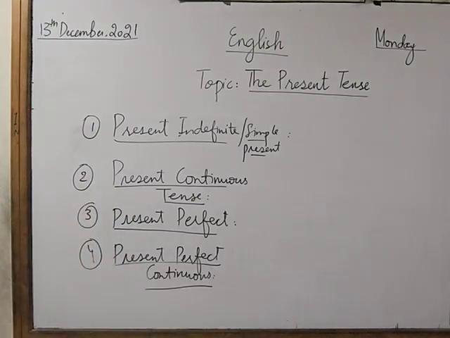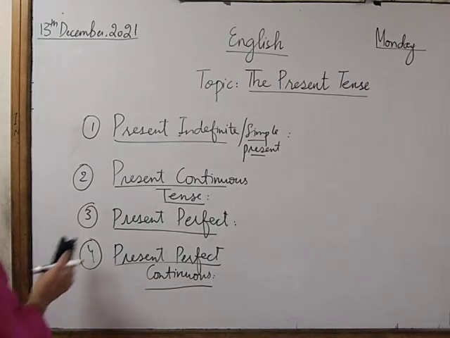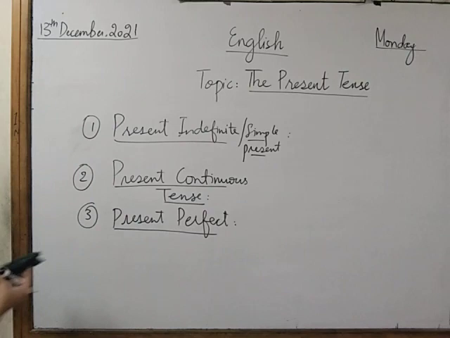Let's repeat it. We have simple present or present indefinite tense. The second one is present continuous tense. The third one is present perfect. And the fourth and the last one, present perfect continuous. So these are the types, and we are going to revise the first 3 of them. And I will be explaining the structure of it. Okay, what is the structure of simple present tense or present indefinite tense?